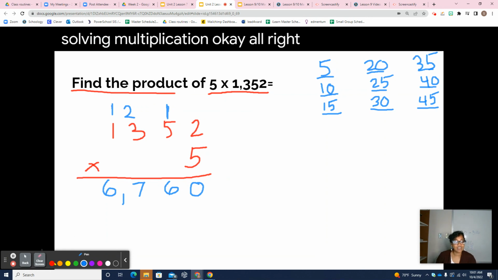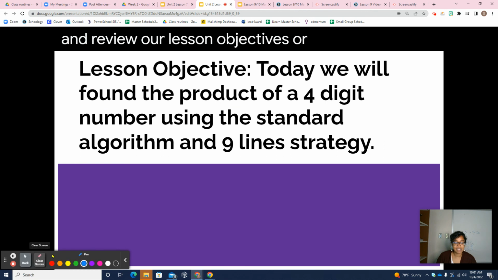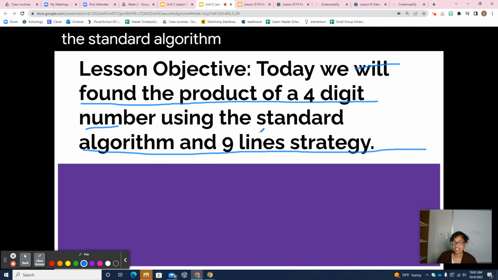Okay. All right. Now let's go ahead and review our lesson objective. Our lesson objective for today was, that's terrible grammar. Today we found the product of a 4-digit number using the standard algorithm and 9-line strategy.